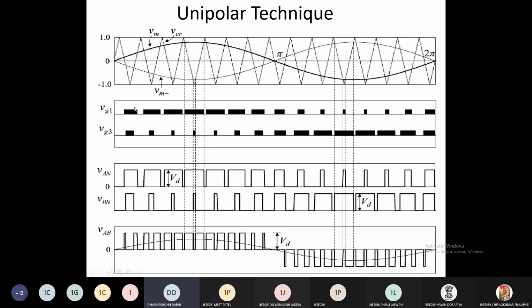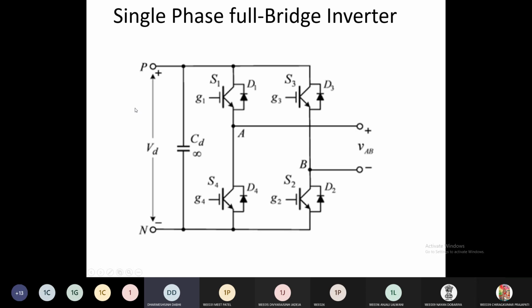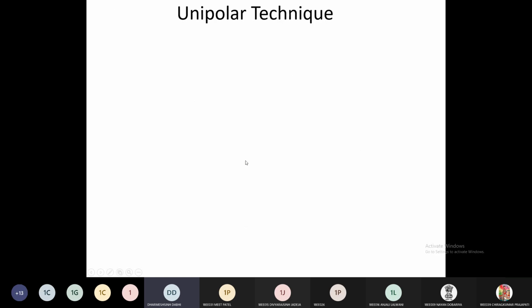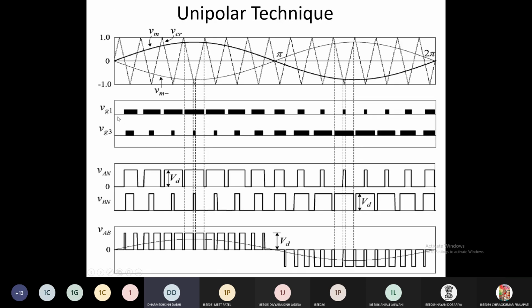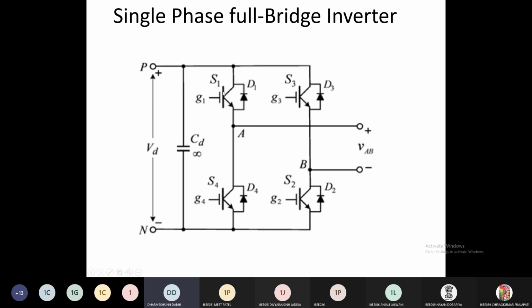That VG1 you apply to only and only switch number S1. Remember this: apply this VG1 to only switch S1, not S1 and S2 both. In the previous bipolar SPWM technique, we applied the VG1 to both switches S1 and S2 simultaneously, but in this unipolar technique, we apply this VG1 gate pulse to only switch number S1.